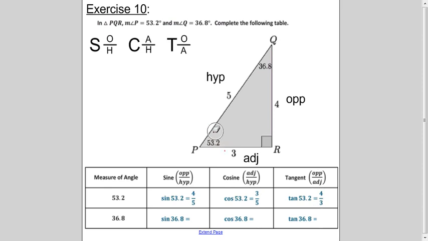Now let's do the same thing, but we're going to change the reference angle. So we know that when we change the reference angle, we have to change the adjacent and the opposite sides. Now if we use angle Q, 36.8 degrees, the adjacent side is now 4, and the opposite is now 3. So sine is now 3/5, cosine 4/5, and tangent 3/4. And that's our table. So this is how you can figure out, for a given angle and all the side lengths of the triangle, how to write down the three different trigonometric ratios for the given angle.